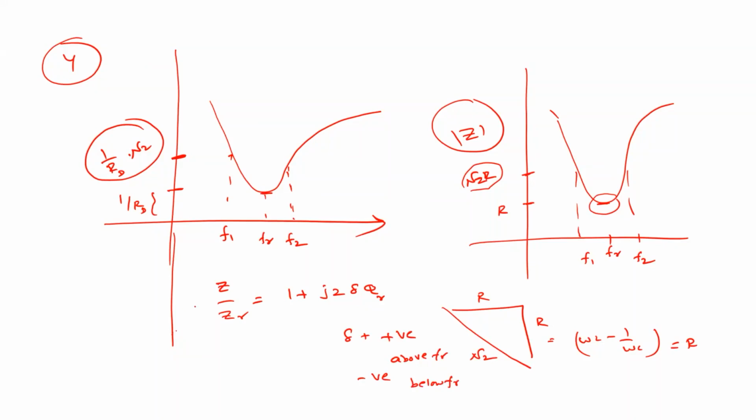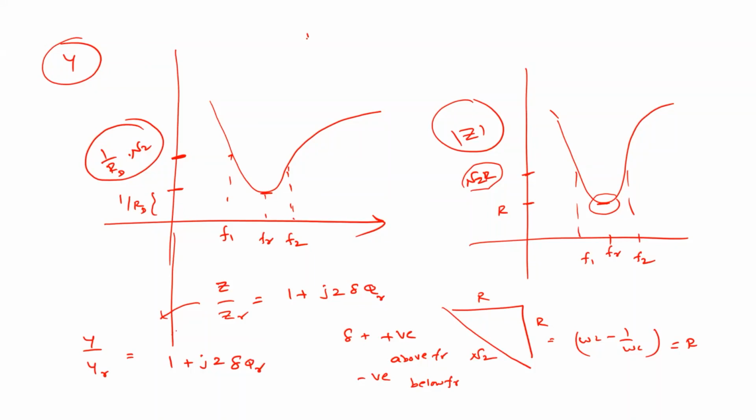Similarly, in the same way, now this will be Y by YR, okay, Y by YR, so this is equal to 1 plus J 2 delta QR. Everything remains the same. So it will be 1 by 1 plus J into 2 delta QR. Understood?